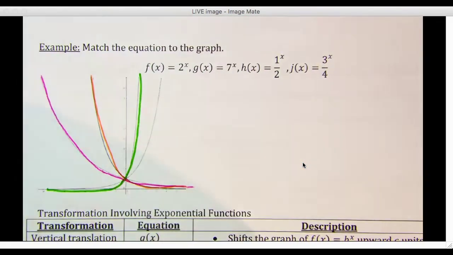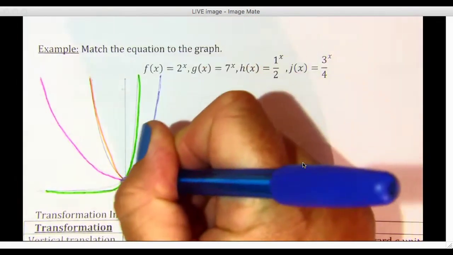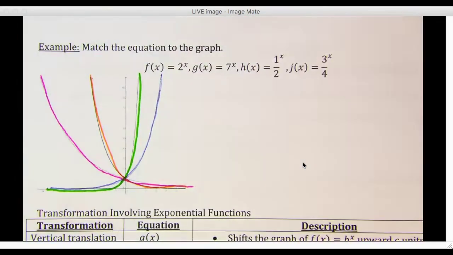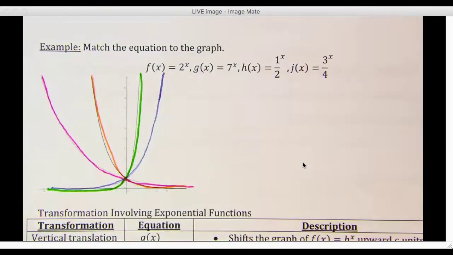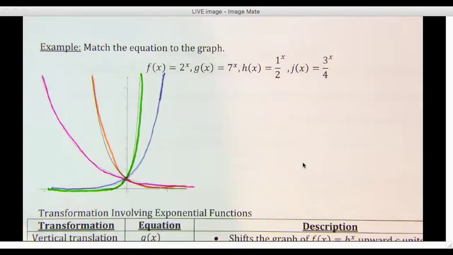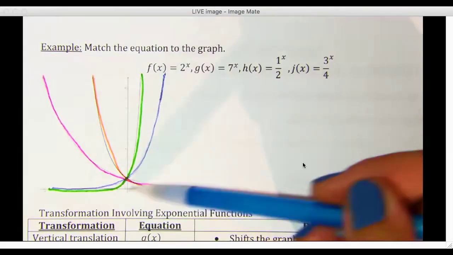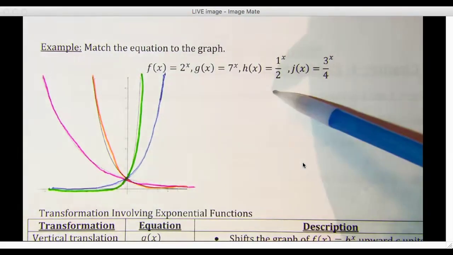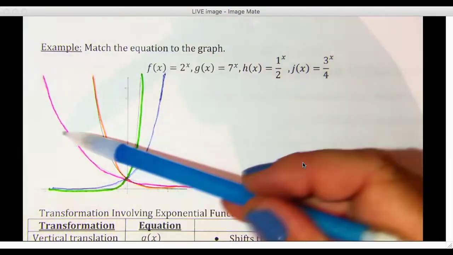I haven't been super careful drawing over them, but hopefully you'll be able to distinguish between the four. So let's first distinguish between growth and decay. These two functions here are growth functions. They have a base greater than 1, and these are both decays. So these are the decay graphs. So blue and green are over here, and pink and orange are over here, and we need to figure out which one matches with which.